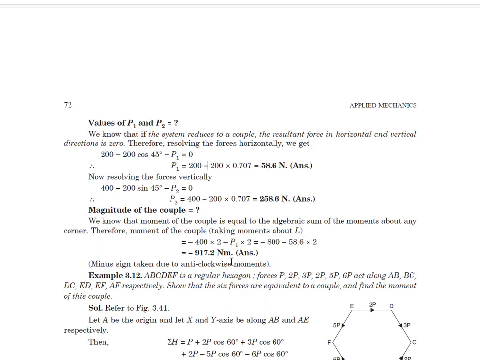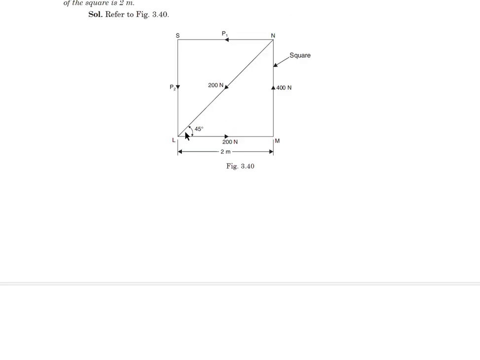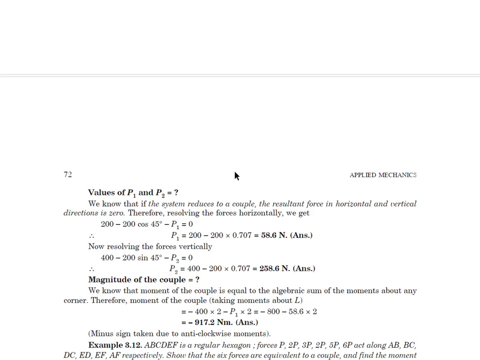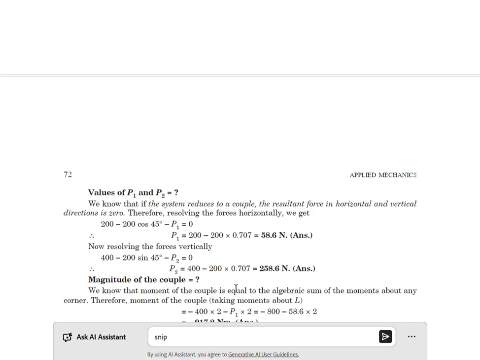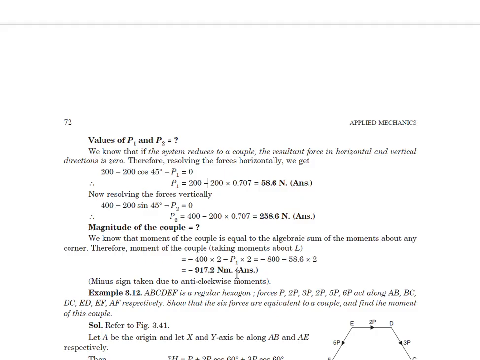Now the magnitude of the couple. We know that the moment of the couple is equal to the algebraic sum of the moments about any corner. Therefore, the moment of the couple, by taking moment about point L, okay, is 400 into 2 minus P1, because all the other forces' moments are coming out to be 0. So this is the magnitude of the couple.